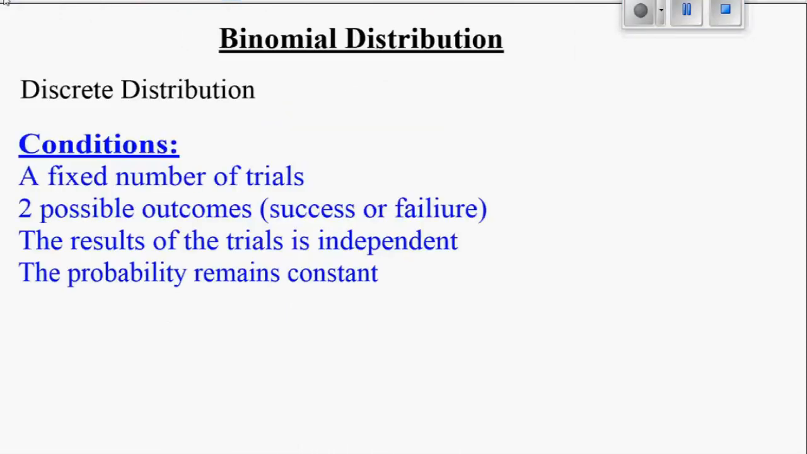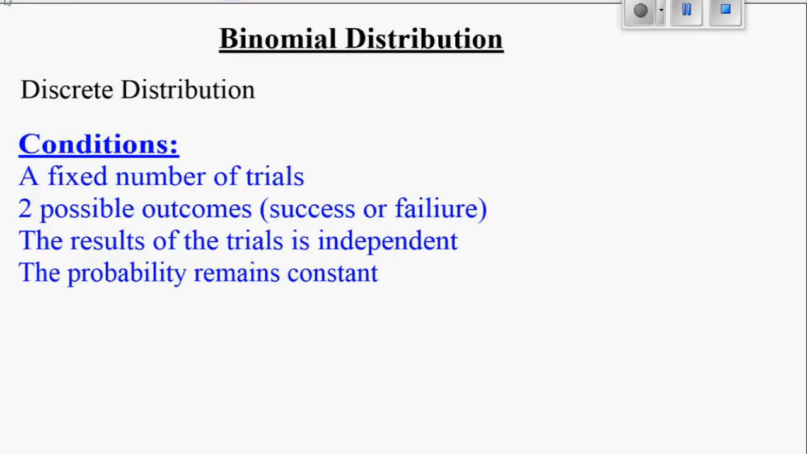So the conditions for using the binomial distribution are that it's a discrete distribution. That means that I can't have 2 1/3 successes, I've got to have a whole number of successes. And the conditions are that we know the number of trials at the start, it's a fixed number of trials. We're not just carrying on until we get a success, we know where we're aiming for. For every trial there are 2 possible outcomes, success or failure, and the results for each trial must be independent.